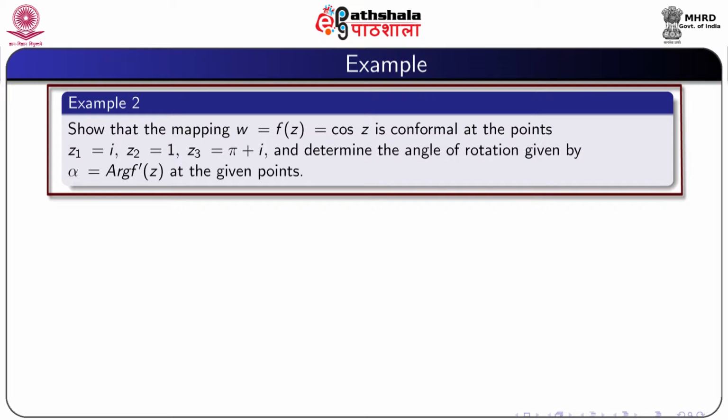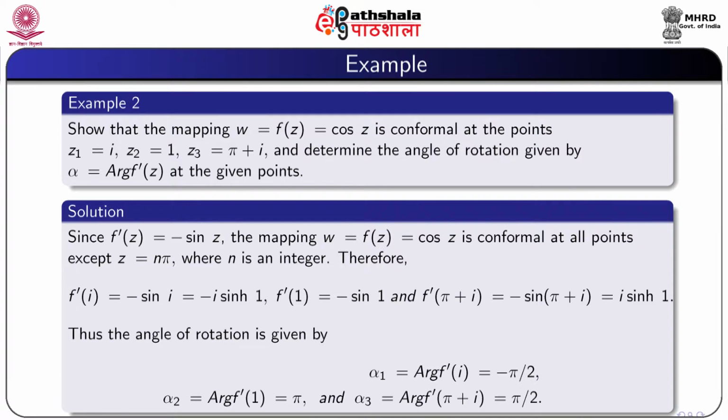So, now we consider an example: show that the mapping W equal to f z equal to cos z is conformal at the points i, 1 and pi plus i, and determine the angle of rotation given by alpha equal to argument f dash z at the given points. So, here f z is cos z, therefore, f dash z equal to minus sin z. The mapping W equal to f z equal to cos z is conformal at all points except z equal to n pi, where n is an integer.